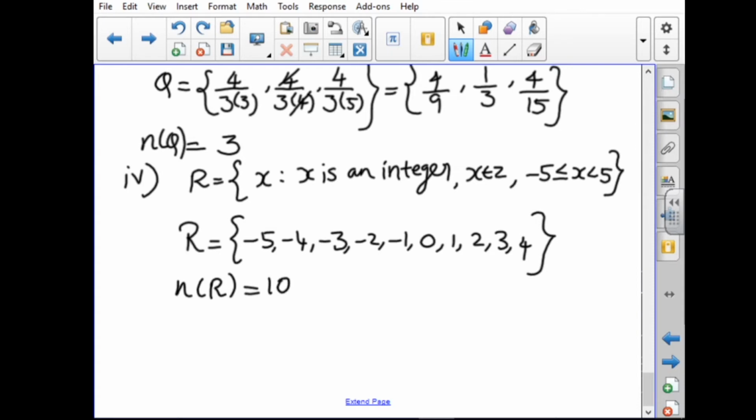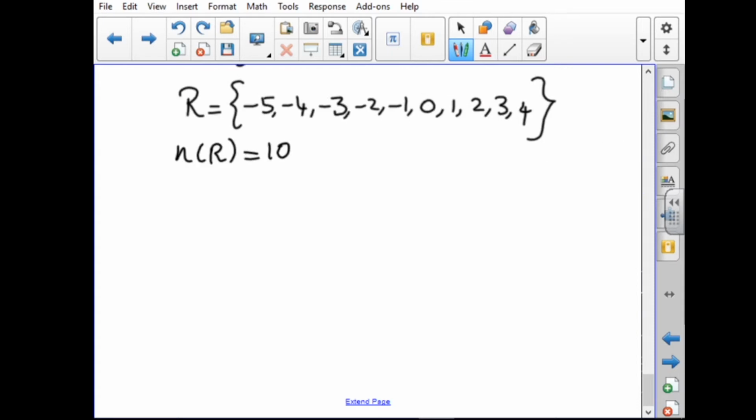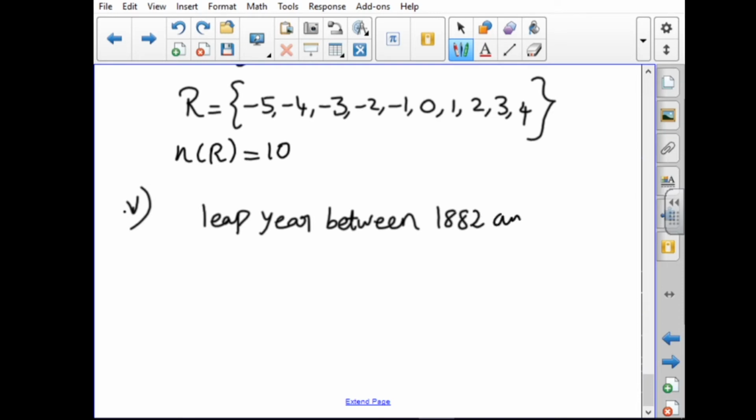Okay. These are the cardinal numbers. Then next, question number 5. The set of all leap years between 1882 and 1906. So just listen to this sum.